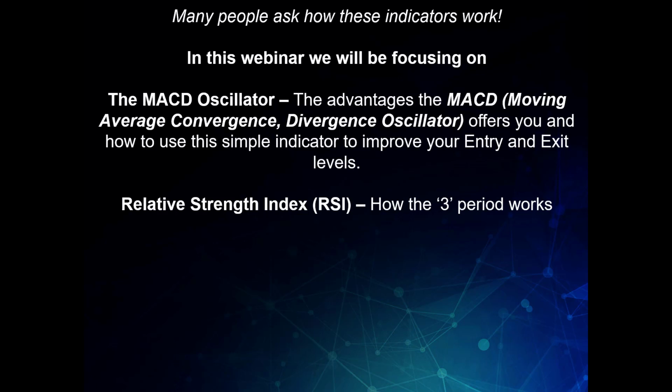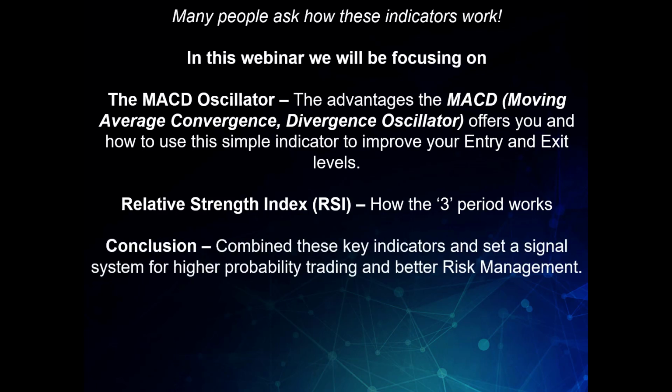Also, we'll be looking at the RSI, which is the Relative Strength Index, of the three time periods, how it works, and also how to enter and exit your trade. The conclusion should be that combining these indicators with a set signal system for higher probability trading should improve and better your risk management.